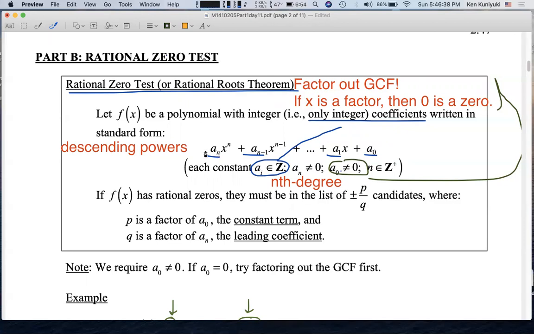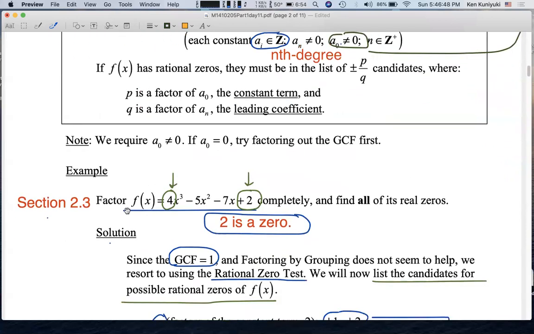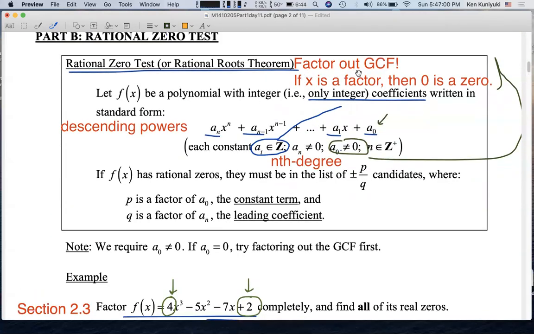So once you factor out the GCF, this will have a constant term, a naught or a sub 0, which will not be 0. For example, in our f of x example here, we had a positive 2 at the end. If each of the terms had an x in it, then you could factor out at least an x as part of the GCF. So remember, factor out the GCF first, and then we apply the rational roots theorem to the rest. We assume this is nth degree, so a sub n is not 0 here.